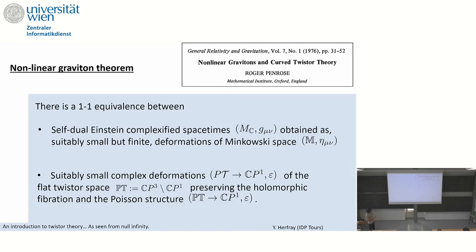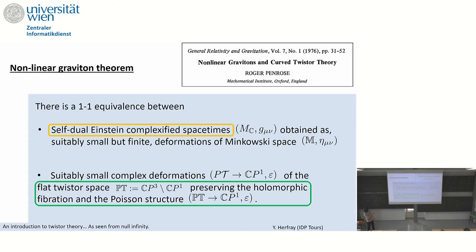The most important result in twistor theory is that there is a sense in which you can. This is the nonlinear graviton theorem of Penrose, and this says the following thing, that there is a one-to-one equivalence. On the one end, you have self-dual Einstein spacetimes, and I'm going to remind you what these are. Okay, there are different ways of phrasing this theorem.